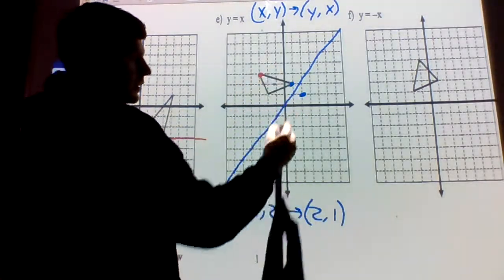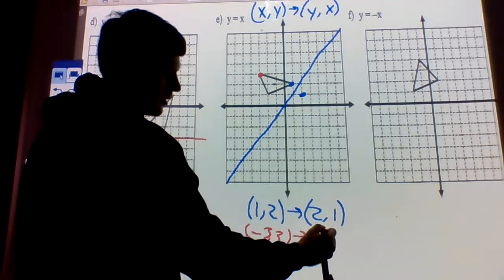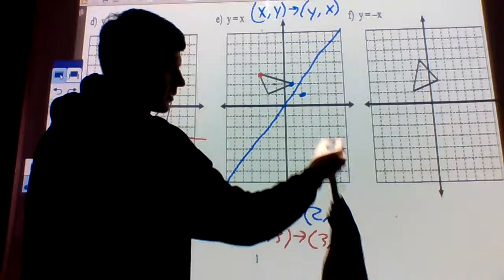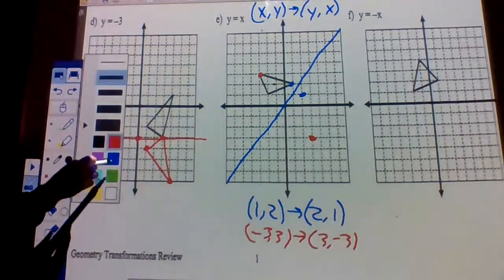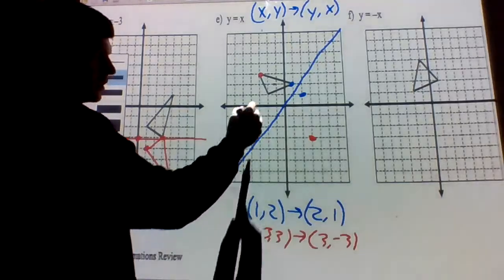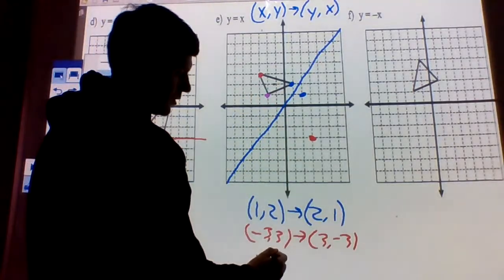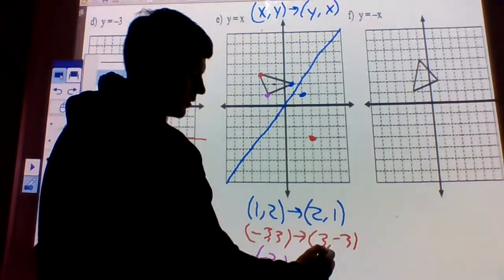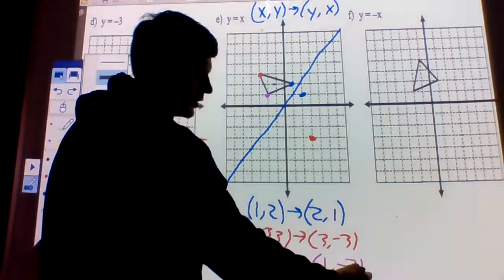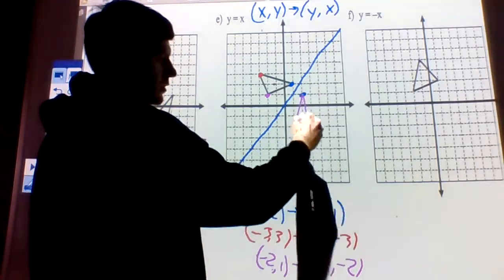This one here is (-3, 3). So it's going to become (3, -3). And the last one is (-1, 2). I'm sorry, (-2, 1). So it becomes (1, -2). Switch the coordinates. Okay, and here's our new one.